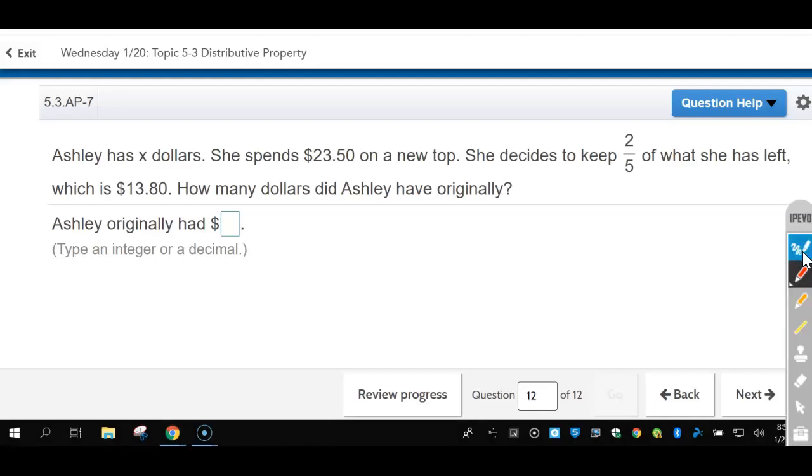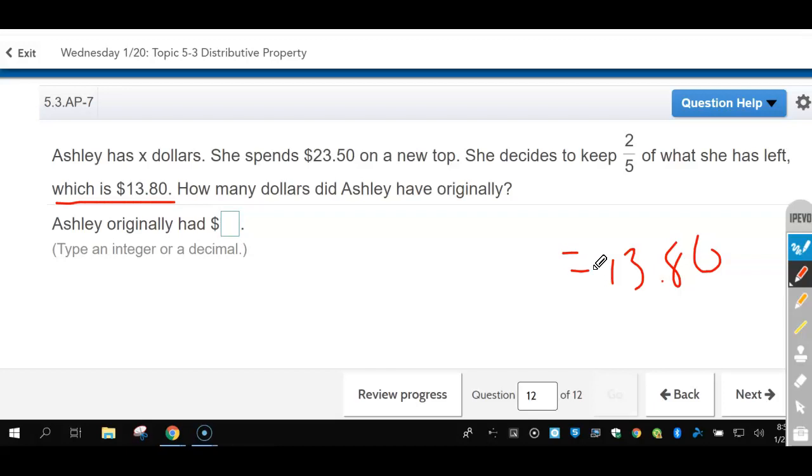So this is number 12 on yesterday's homework, 5.3. It says Ashley has X dollars. She spends $23.50 on a new top. She decides to keep 2/5 of what she has left, which is $13.80. So when it says which is $13.80, that tells us that that is one side of the equal sign. Okay, that's on the right side by itself.